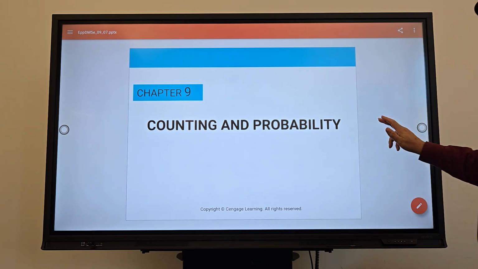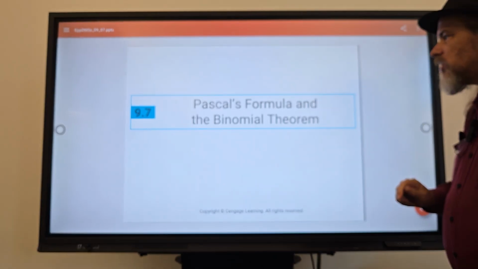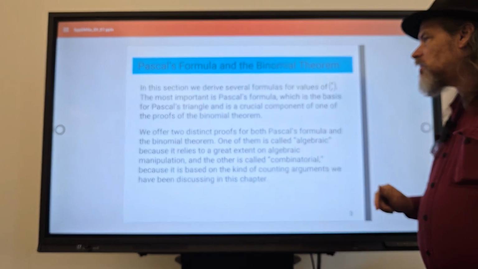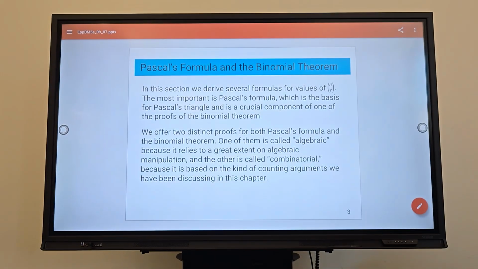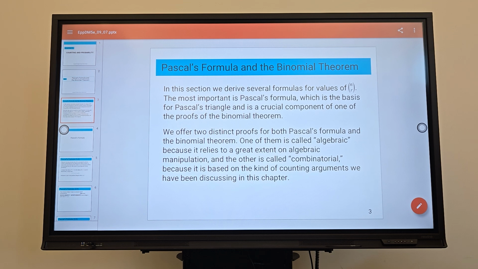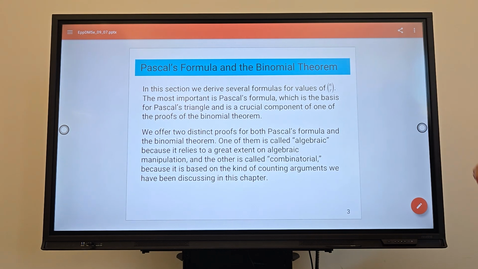Finishing out chapter 9, Counting and Probability, starting with Pascal's formula and the binomial theorem. In this section, we derive several formulas for the value of n choose r. The most important is Pascal's formula, which is the basis for Pascal's triangle and is a crucial component of one of the proofs of the binomial theorem. We offer two distinct proofs for both Pascal's formula and the binomial theorem.